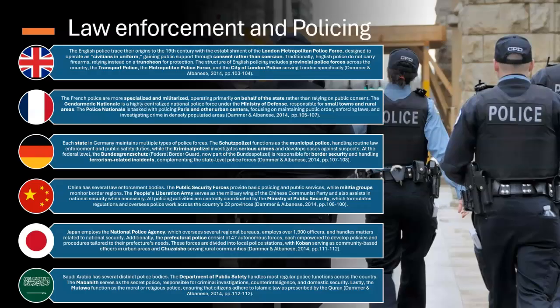In regards to policing, the United Kingdom's police force is just like the United States in which they operate as civilians in uniform, gaining public support through consent rather than coercion. However, unlike the United States, English police do not carry firearms. However, the French police are much more specialized and militarized, operating primarily on behalf of the state rather than relying on public consent, under the Ministry of Defense.